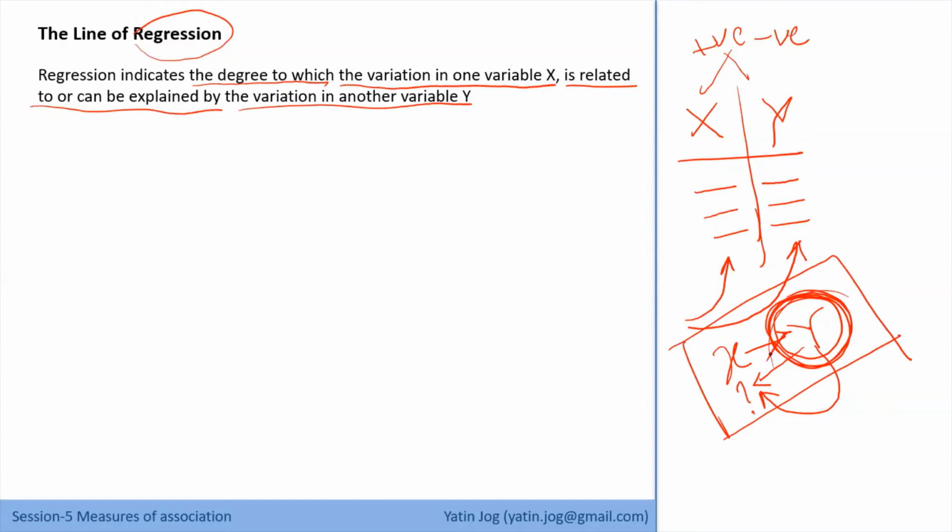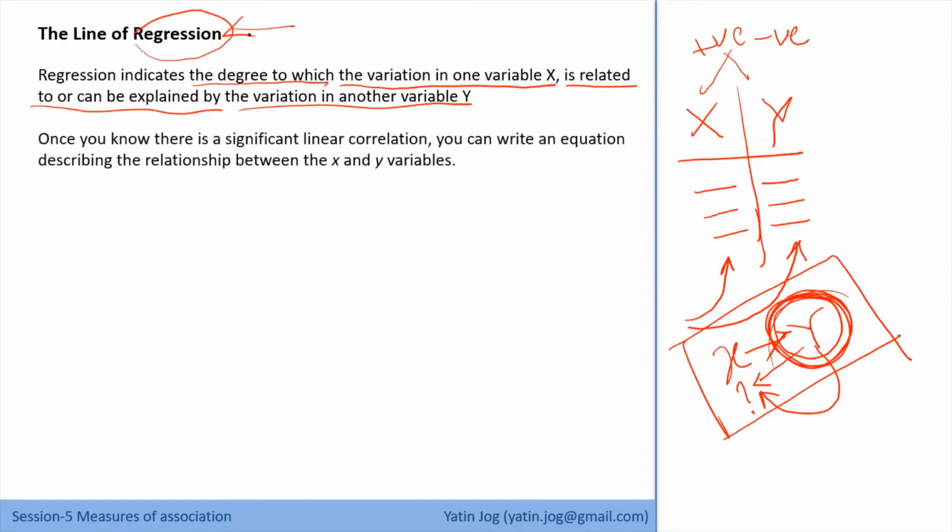To know whether my X is a good predictor of Y or not, we have to do this regression analysis. That is the definition, the meaning, and the reason why we are doing regression analysis. Once you know there is a significant linear correlation, you can write an equation describing the relationship between X and Y variables, because it is a significant linear relationship, that means it is a straight line, and we know the equation of a straight line.